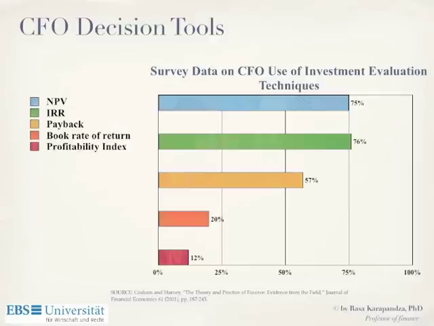Book rate of return is just the division of two random accounting numbers, and it's not related directly to performance, and it can be really misleading, so you are discouraged from using it.